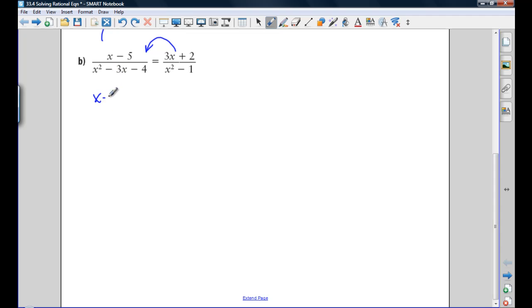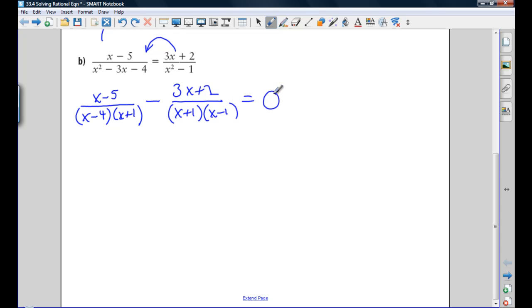So what I'm going to do is rewrite this out. I notice that this is factorable, so I'm going to factor it right now, see if I can save a step. So x subtract 4 and x plus 1. I am going to bring the entire 3x plus 2 over. I'm also going to bring the x squared minus 1, but I am going to factor it to become x plus 1 and x minus 1. That whole rational minus rational is equal to 0.